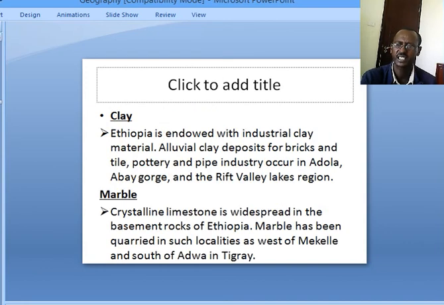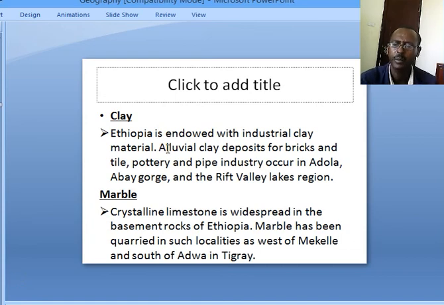We will find this. Clay: Ethiopia is endowed with industrial clay material. Alluvial clay deposits for bricks and tile, pottery, and pipe industry occur in Adola, Abay Gorge, and the Rift Valley Lakes region. Marble, crystalline limestone, is widespread in the basement rocks of Ethiopia. Marble has been quarried in localities west of Mekelle, and south of Adwa in Tigray.